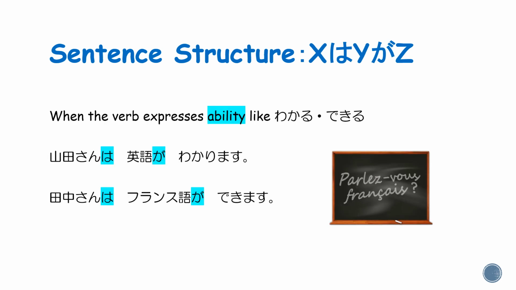The next group is the verbs that express ability, like わかる and できる. 山田さんは英語がわかります. 山田さん can understand English. 田中さんはフランス語ができます. 田中さん can speak French.